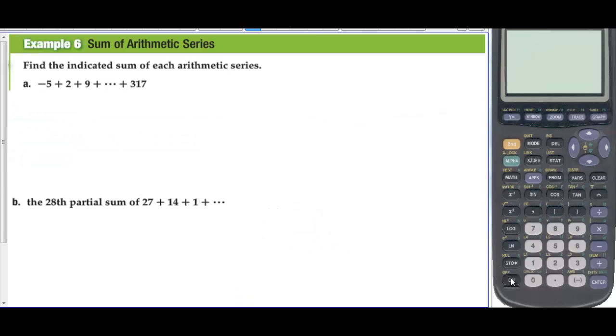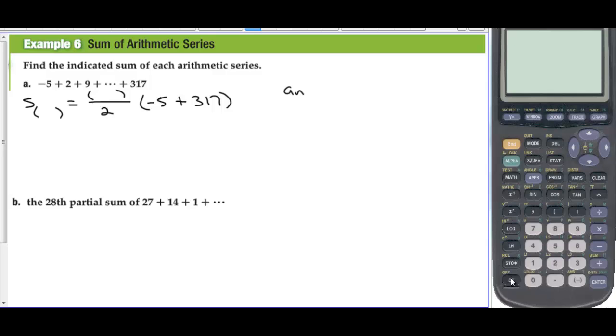This is example 6, sum of arithmetic series. Find the indicated sum of each arithmetic series. We have s sub n equals n divided by 2 times a sub 1, which is -5, and then plus a sub n, which is 317. We need to find out how many terms are in this sequence.